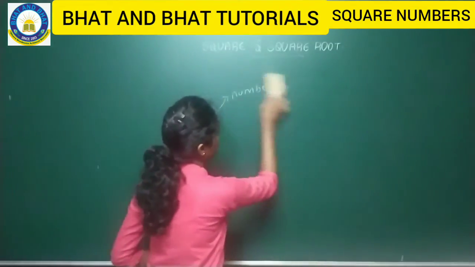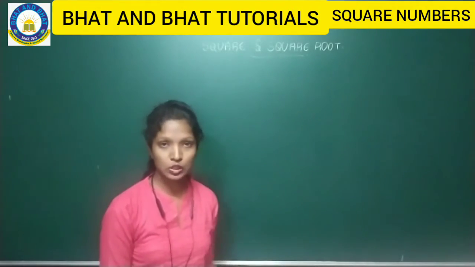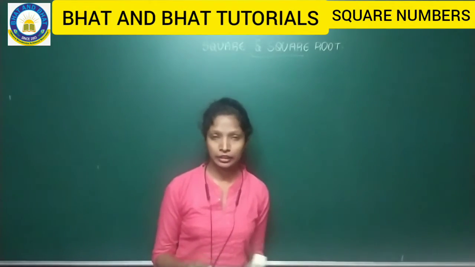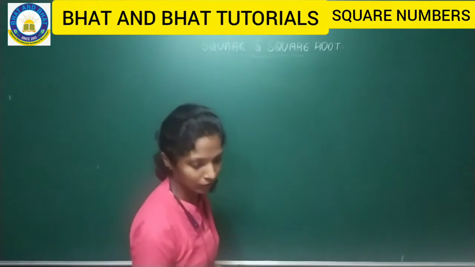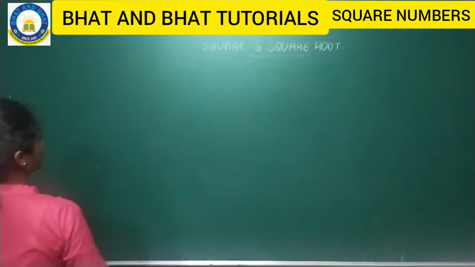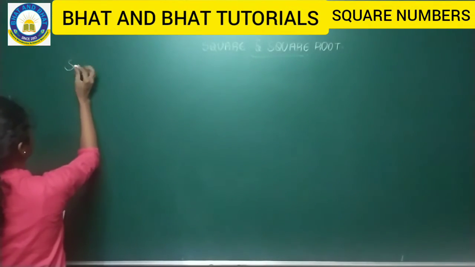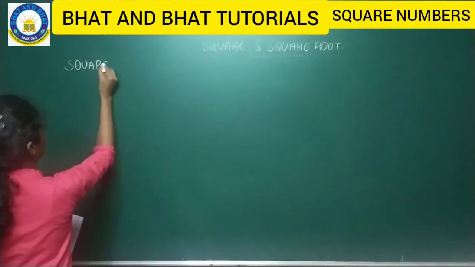In square numbers we have properties. We have perfect square, imperfect square. We are going to learn that in detail in upcoming lessons. So first we'll just know about the square meaning. So square is equal to, you can copy down along with me, square.